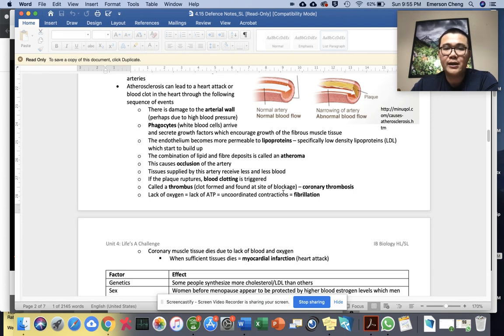Fibrillation is uncoordinated contraction. If you want to remember, for example in first aid or in those medical dramas, when someone's heart stopped, you need to use the defibrillator and then say clear, and then zap that person. You use a defibrillator to get the heart to go back to a rhythmic contraction. So uncoordinated contraction is fibrillation. Okay.